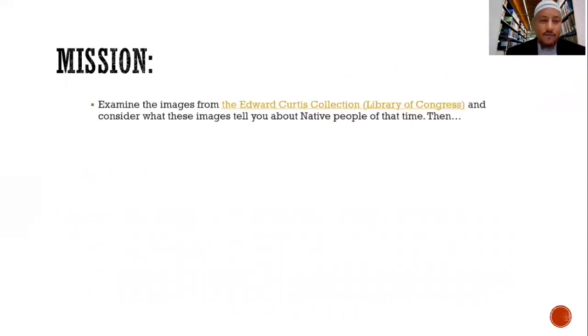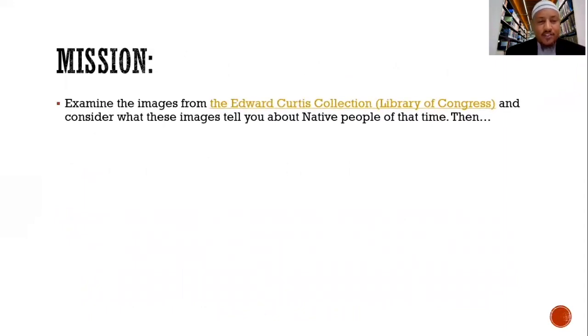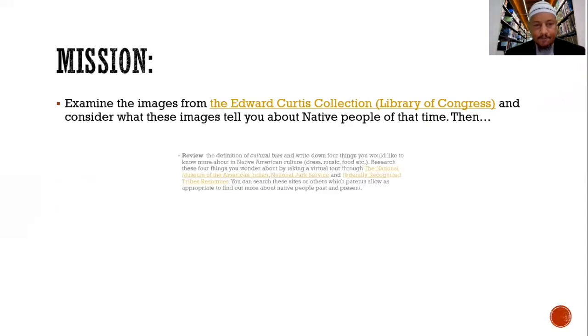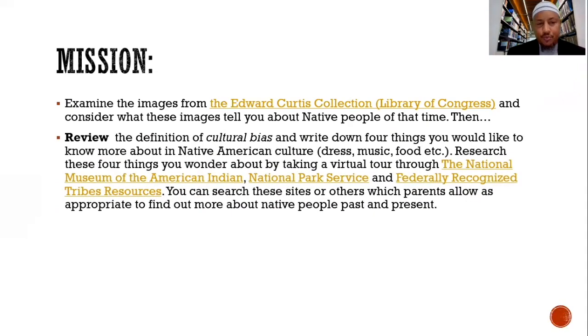Now here's your mission for Thursday. First, I want you to examine the images from the Edward Curtis collection, Library of Congress, and consider what these images tell you about Native people of that time, okay? Then I want you to review the definition of cultural bias and write down four things you would like to know more about in Native American culture. Maybe their dress, their music, their food.